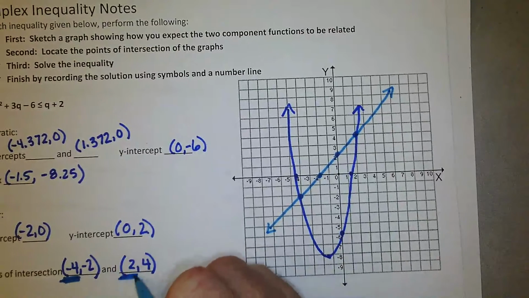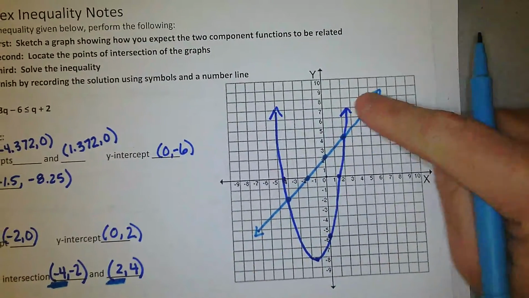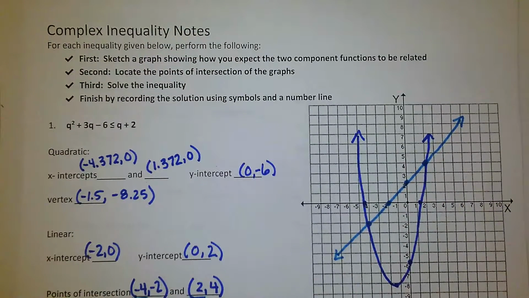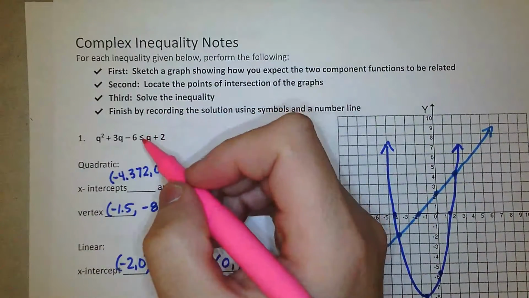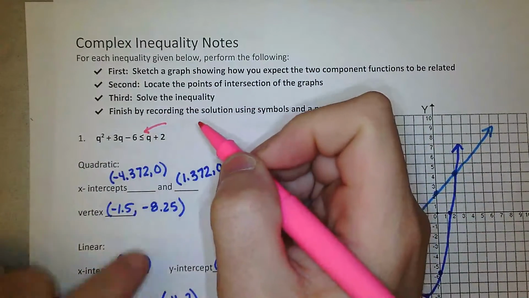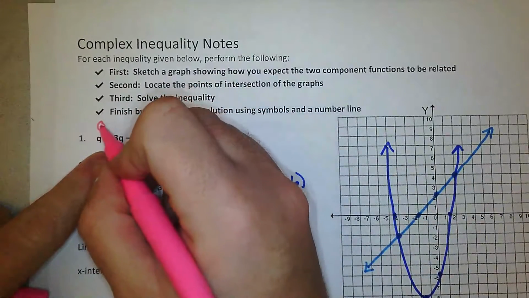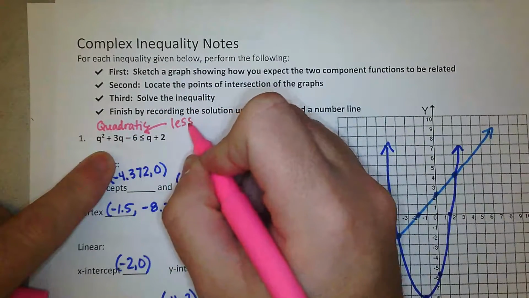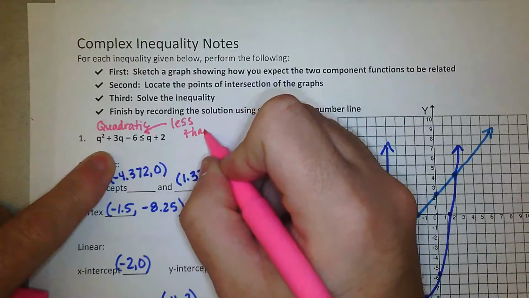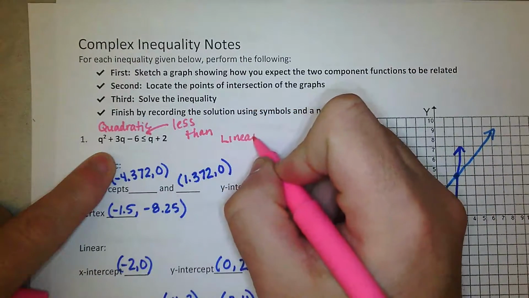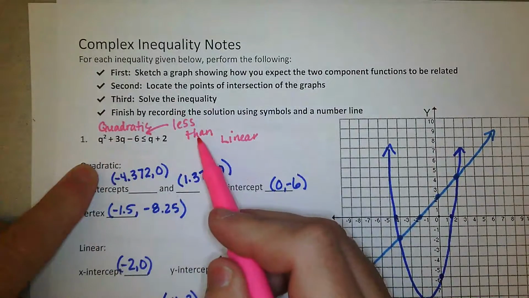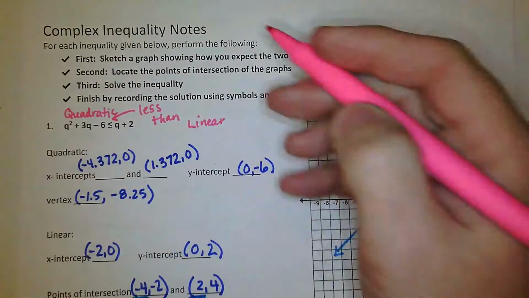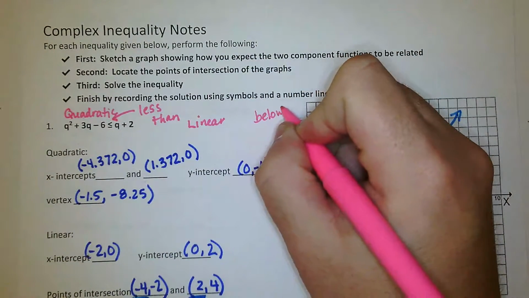The x coordinates. Okay? Now we're doing this the same as last time, meaning that we're looking for above or below the line. So we're now going over to the symbol. And the symbol itself is saying, where is the quadratic less than the linear. So we want the quadratic lower than or below the linear. That's what we're looking for. So less than means below. So we want below the line.